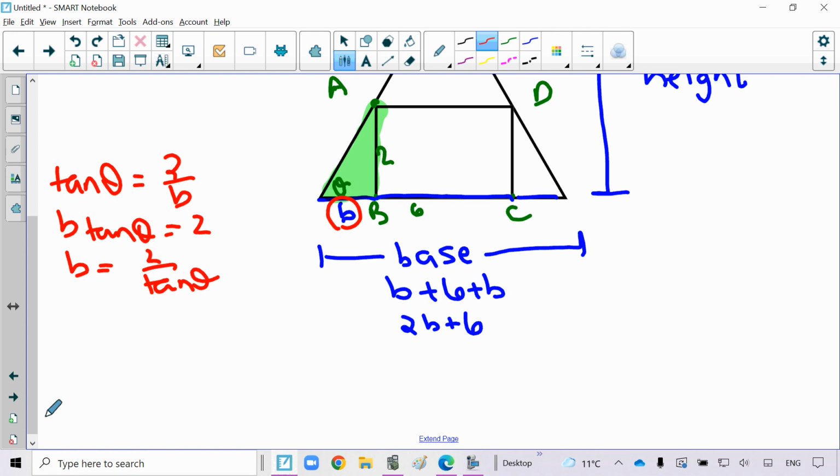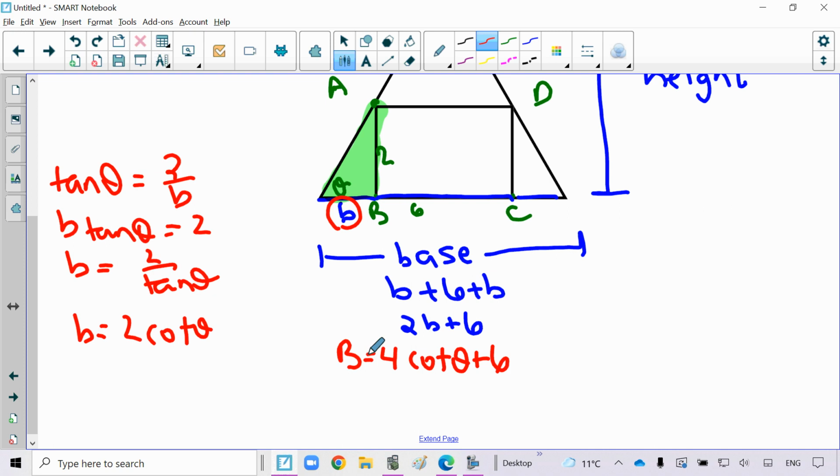Now 2 over tan, the reciprocal of tan is cotan, so I think it'd be easier to write that as 2 cotan theta. Okay, so the base of my big triangle is 2 of those little bases, so 2 times 2 cotans, which would be 4 cotan theta, plus 6. So that's what the base of my big triangle is.